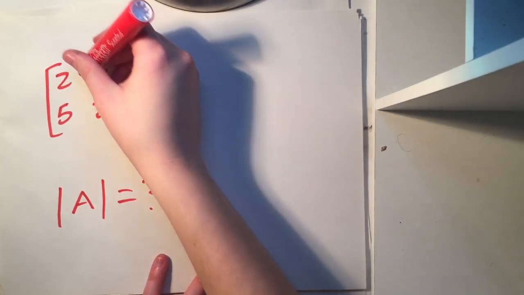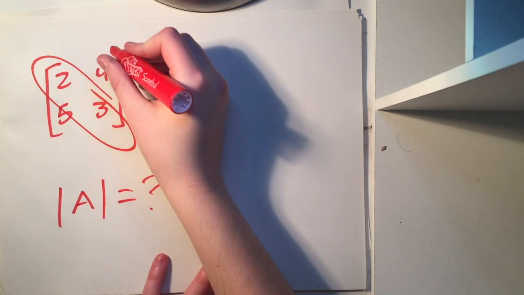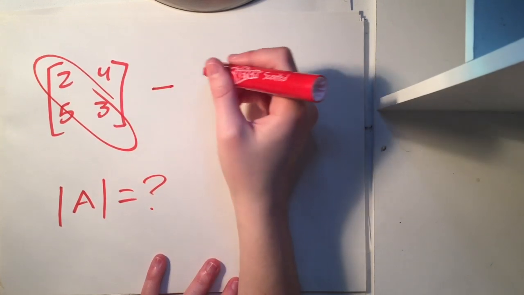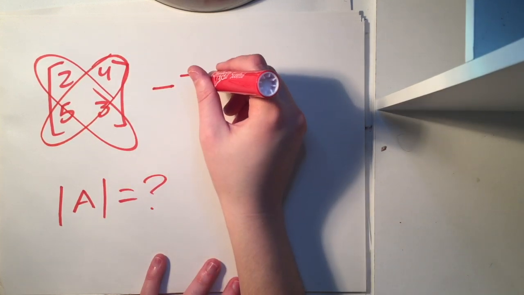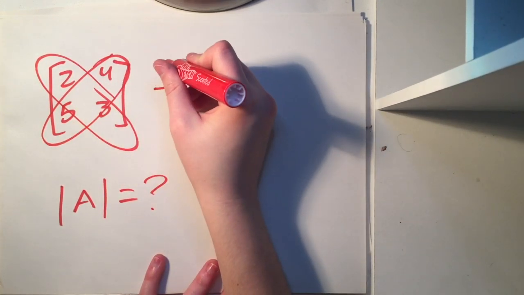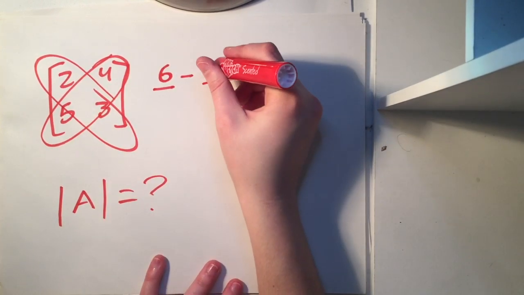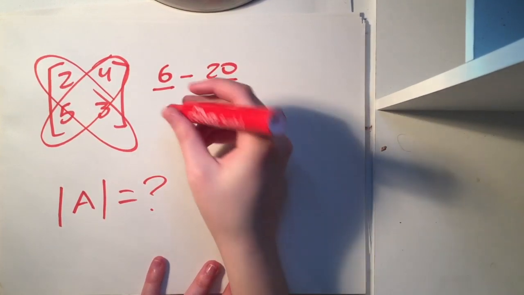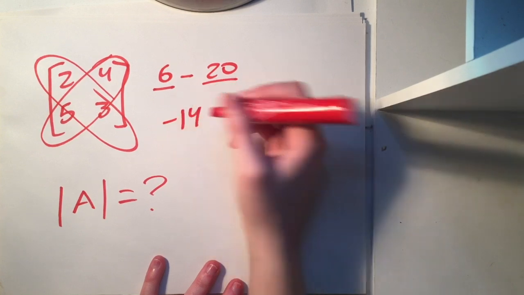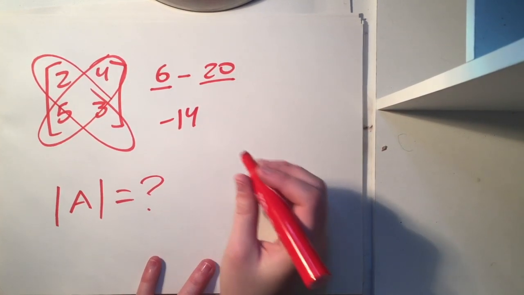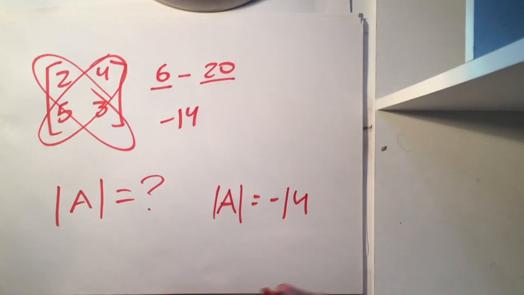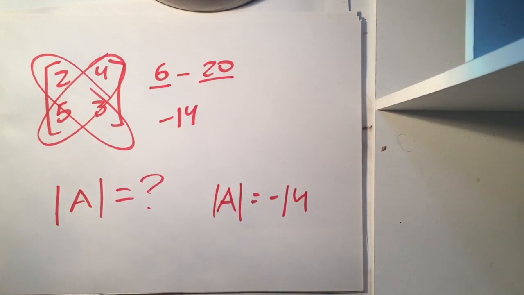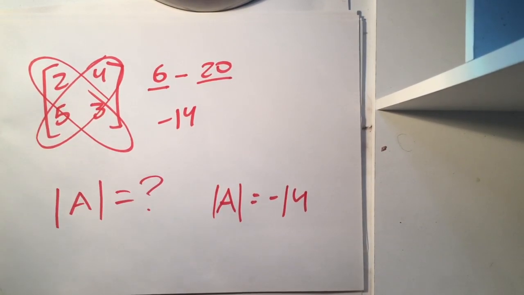We're going to multiply these two and put them here, and then subtract that from these two and put that here. So, 2 times 3 is 6, and 5 times 4 is 20. And 6 minus 20 is negative 14. So, negative 14 is our determinant. It's really simple. All you have to do is multiply these two buddies and these two buddies. And by the way, this is only for 2 by 2 matrices.